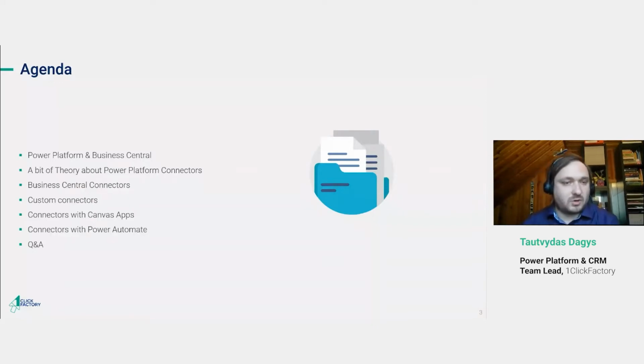And today we'll get back a little bit into the picture of how Power Platform and Business Central work together. We'll check the theory around Power Platform connectors, and then we'll check the Business Central connectors, how to create custom connectors, and then how to use them with Canvas apps and Power Automate. And we'll end this webinar with a questions and answers section.